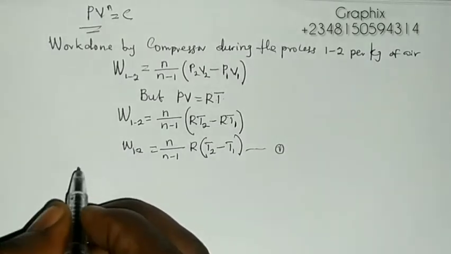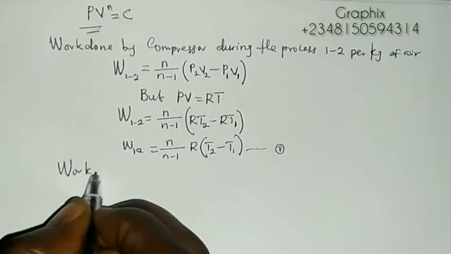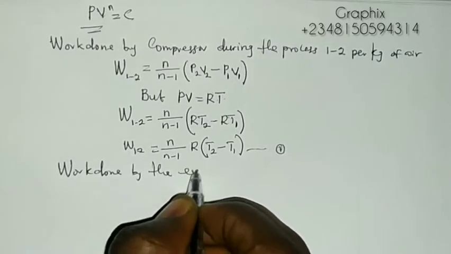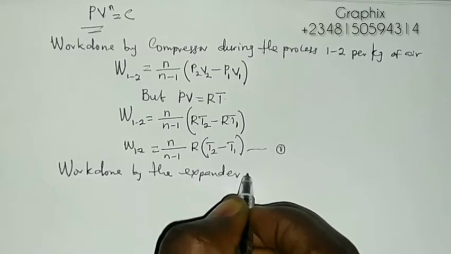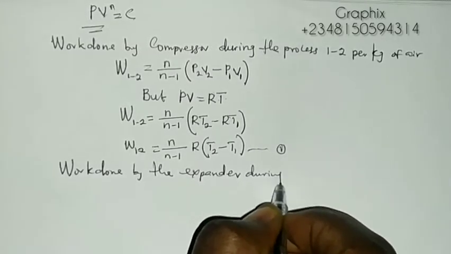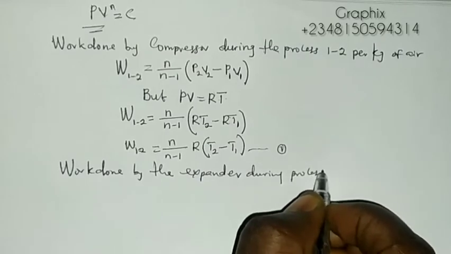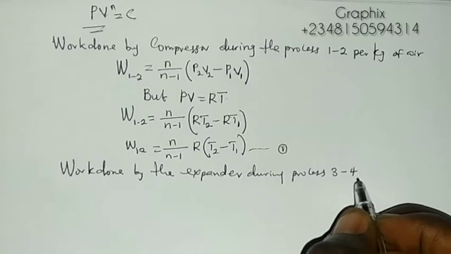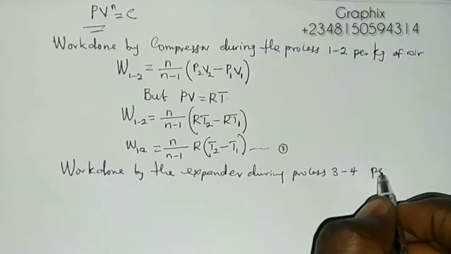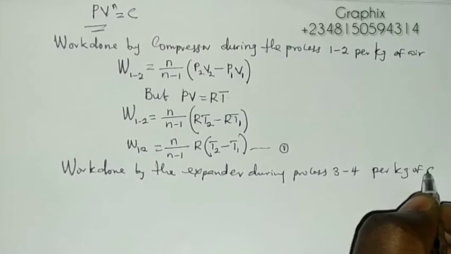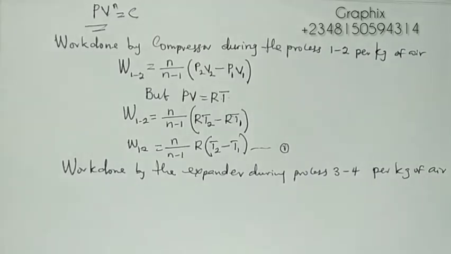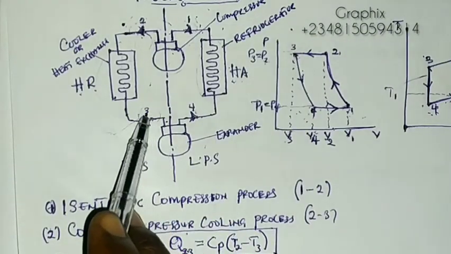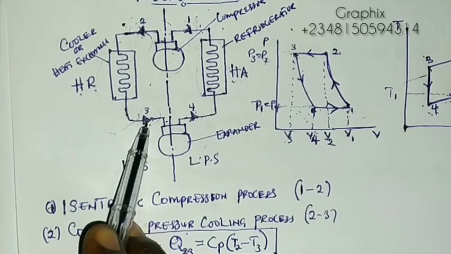Now this is the work done by the expander. The work done by the expander during process 3 to 4, per kg of air, right? So what you do is look at the expander here. This is the expander here. The work done during process 3 to 4, that is from state 3 to state 4.